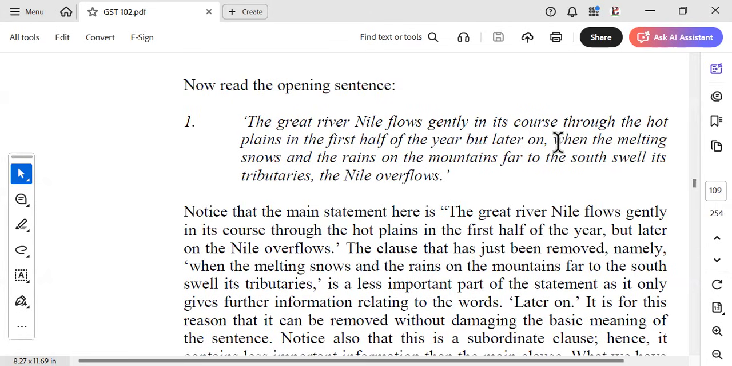They remove when the melting snows and the rains on the mountains far to the south swell its tributaries. This is all they remove. All these are just additions, trying to beautify the situation. The main situation that happened there is that the great river Nile flows gently in its course through the hot plains in the first half of the year, but later on the Nile overflows.